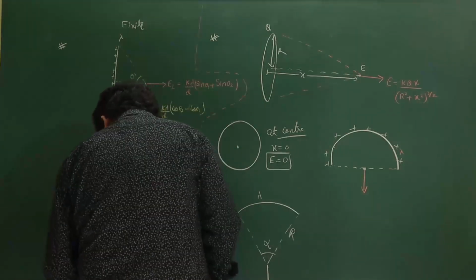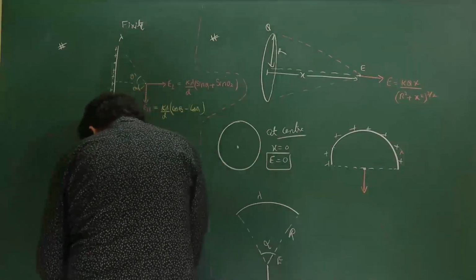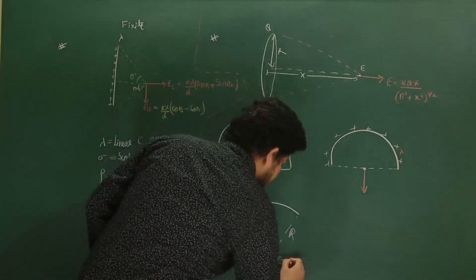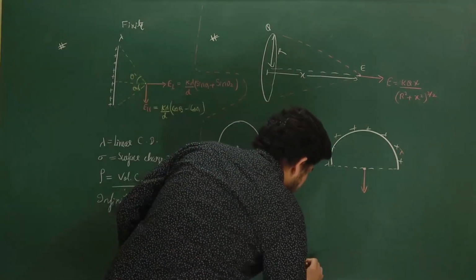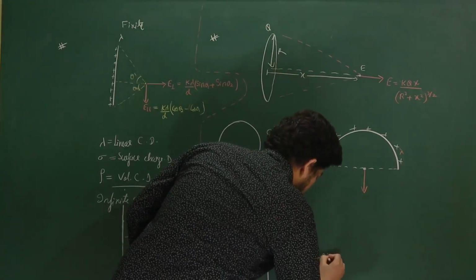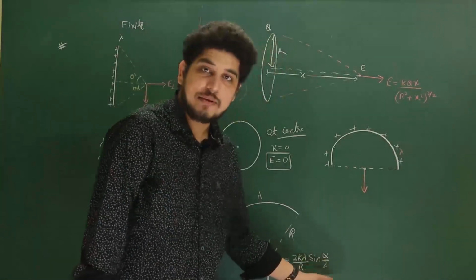is it visible to you? Okay. The electric field will be, just check, is it visible or not? Okay, it is visible, I think. So electric field will be equal to 2k lambda by r sine alpha by 2. You have to put just the angle alpha by 2.